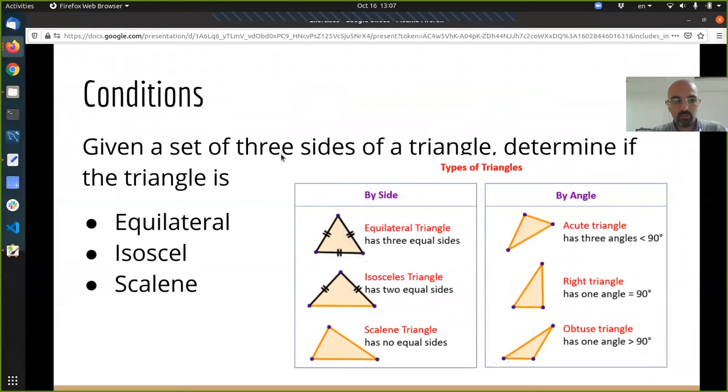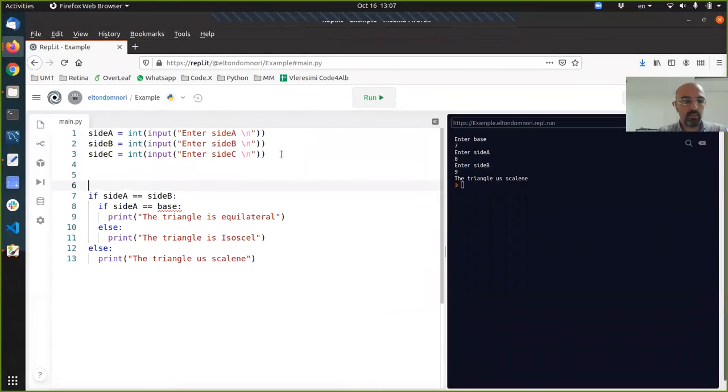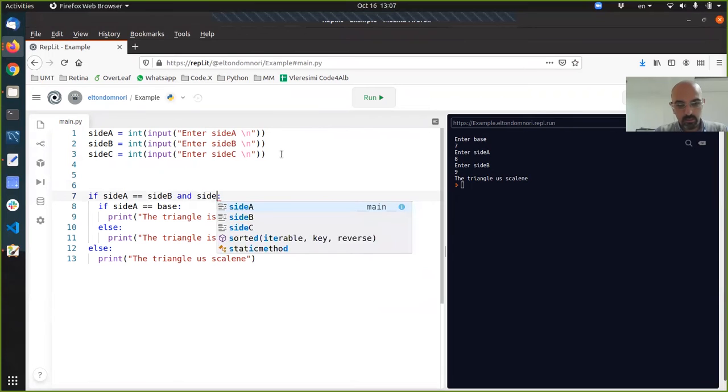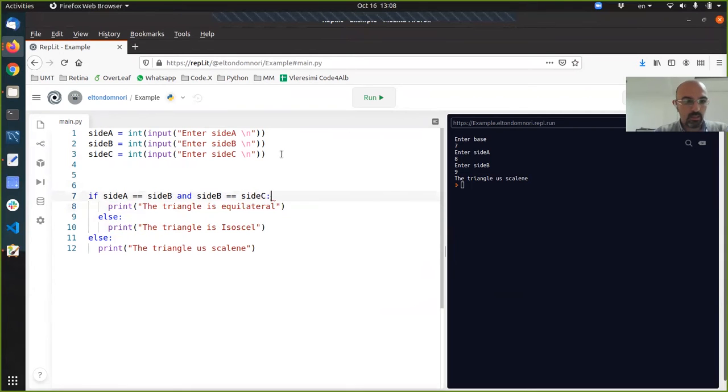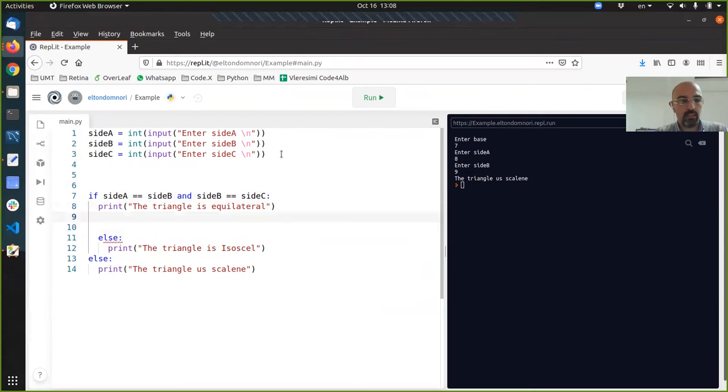In the first case, what does it mean for a triangle to be equilateral? It means that side A is equal to side B, and side B or side A is equal to side C. It's irrelevant if we take A and B, A or B, to compare it with C. So if side A is equal to side B and, let's say, side B is equal to side C, then we know that the triangle is equilateral.